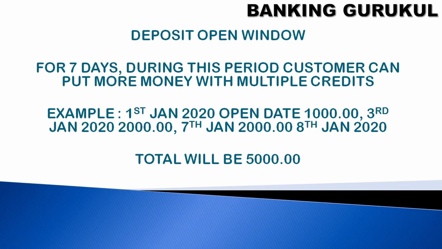So in my example, I gave different dates: £1,000, 2,000, 2,000 pounds. So a total of 5,000 for this fixed saver account. I will consider 5,000 as my fixed saver account balance on 8th January. Then for all the interest calculations, this 5,000 will be taken for the next 1 year or 6 months or 3 years or 5 years.